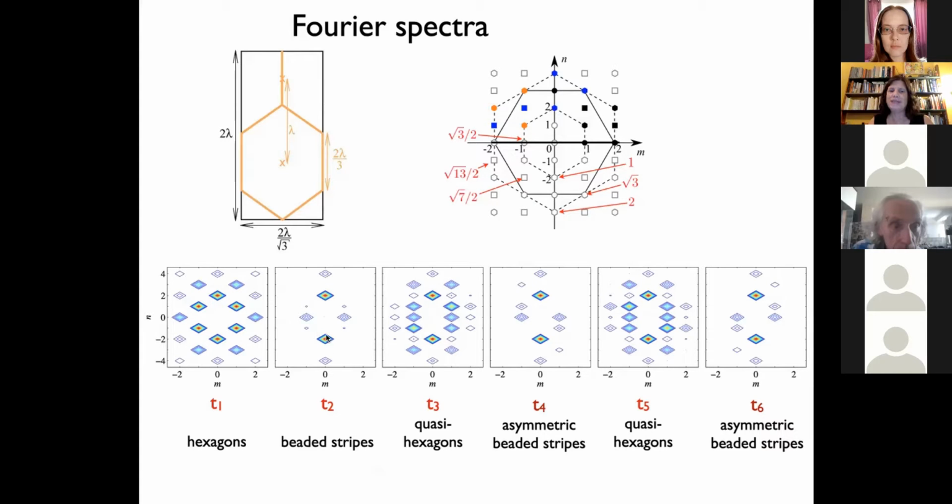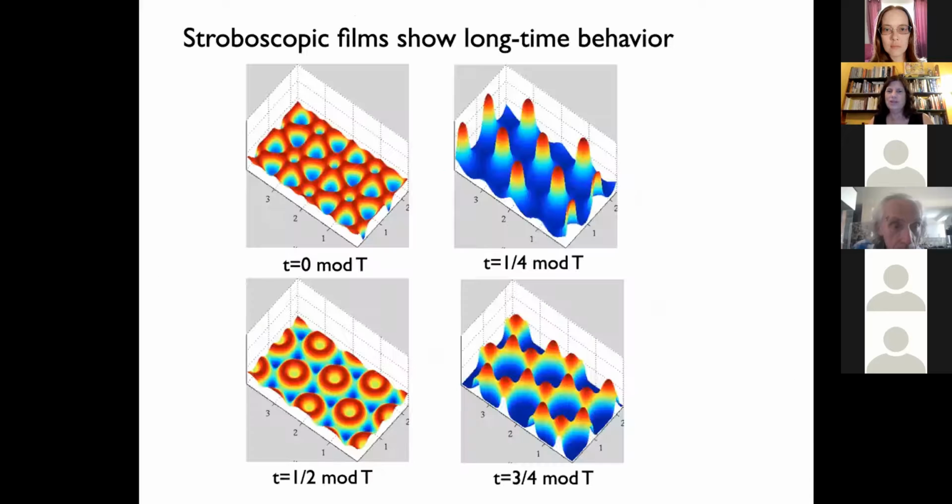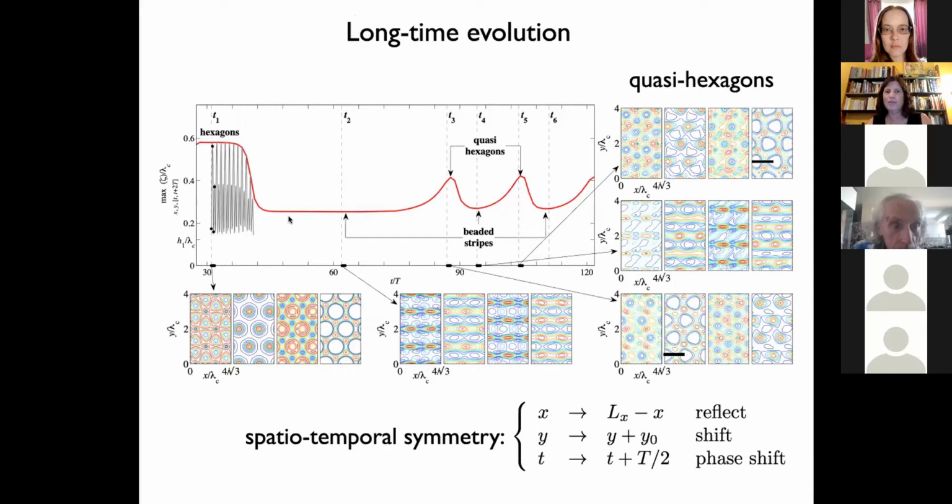These are the stripes, and then these are the beads. If it were just these two, you would have a sequence of stripes like that, but then you have these little beads. When you go to quasi-hexagons, the spectrum looks like this, and so on. So this is what it looks like. This is the equivalent of this, but in the Fourier space.